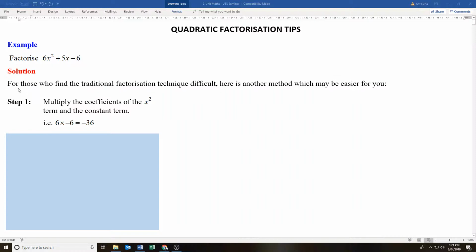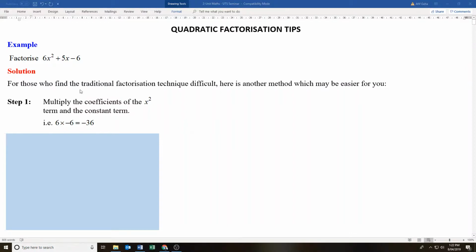Now what I've done in this particular video is to give you some tips, a step-by-step method for quadratic factorization. This is particularly targeted towards students who find the traditional factorization technique difficult, and this method may prove easier for you. The traditional factorization technique, what I mean by that is those who can just factorize directly the 6x squared plus 5x minus 6 into their factors, but others may find that difficult. So here's another method that might be helpful for those who do find that traditional technique difficult.